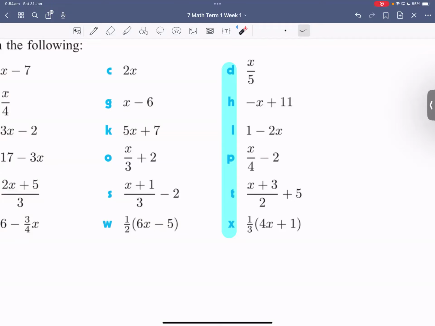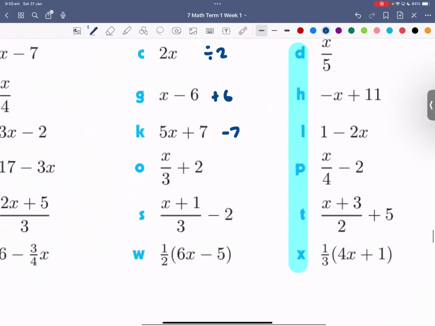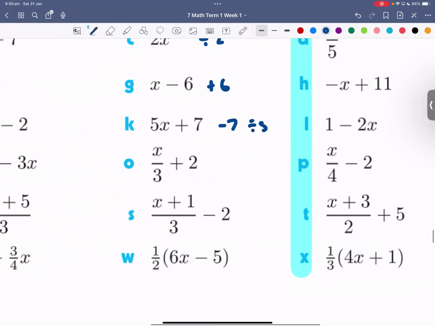All right, let's see how you went. Shouldn't have taken too long. The first one says 2x. I hope everyone just wrote divide by 2. Next one says x take 6. To get rid of the take 6, I hope everyone just wrote we're going to plus 6. The next one says plus 7. So how do you get rid of the plus 7? Minus 7 is correct. We do the minus 7, and then it says 5x. So what do we do straight after that? Divide by 5. Good work.